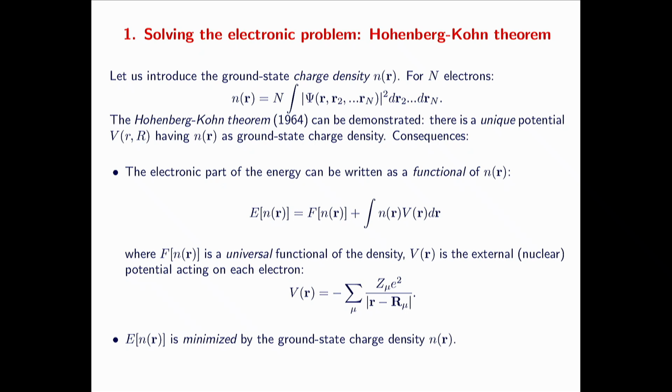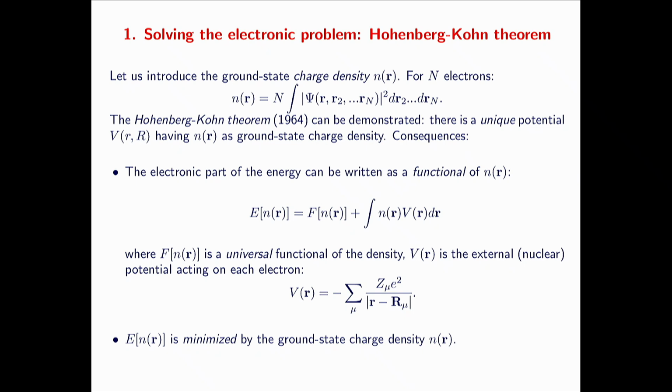But this can be demonstrated, and mathematically it's even quite simple to show this, and it goes under the name of Hohenberg and Kohn theorem. But actually, what one demonstrated is that there are no two different potentials having the same charge density as ground state charge density, or that if they are not the same, they differ by a constant. So a constant does nothing, the difference is just a constant.